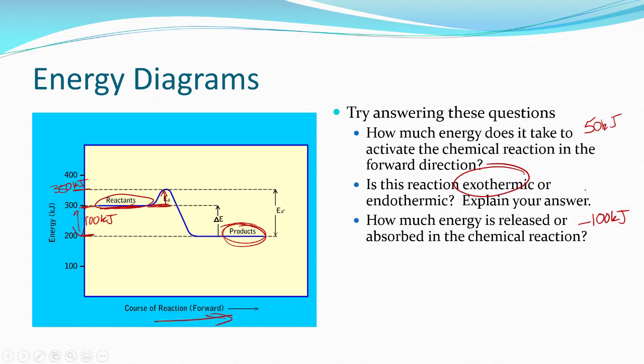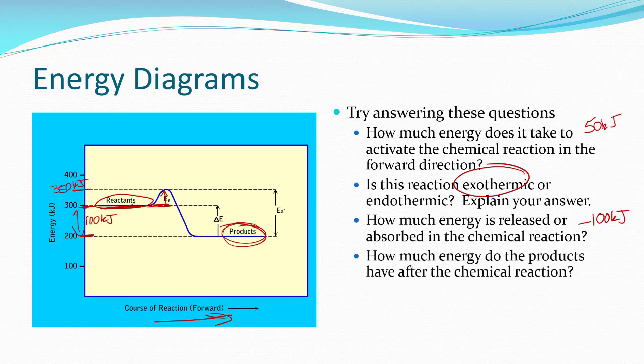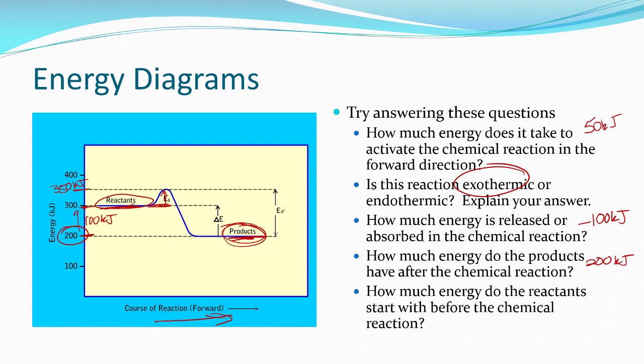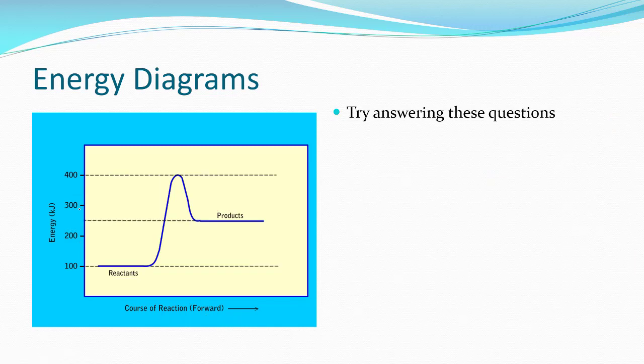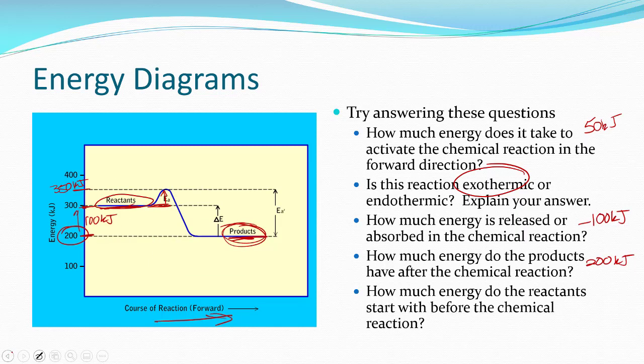Let's try another question here. How much energy do the products have after the chemical reaction? Well, after the chemical reaction, I'm looking at it and I'm going, oh, products are here. It's at 200. So I would say 200 kilojoules. And then the next one asks, how much energy do the reactants start with before the chemical reaction? Well, if we look at the reactants, they started at 300 kilojoules, so this would be 300 kilojoules. Make sense? I'm hoping this is making sense.